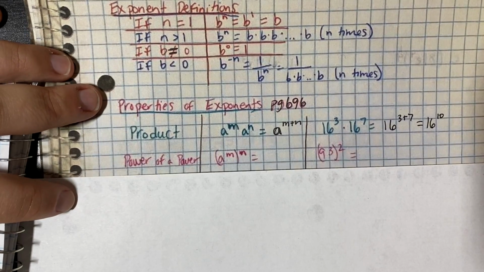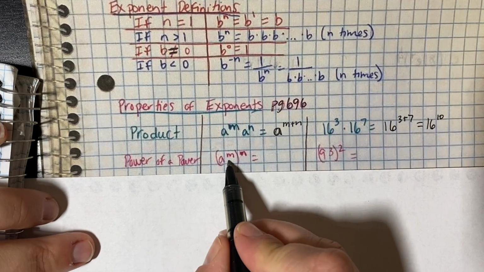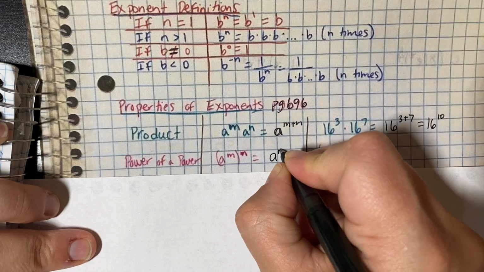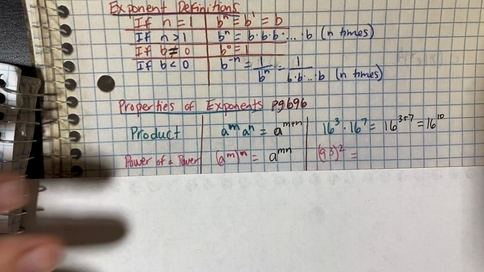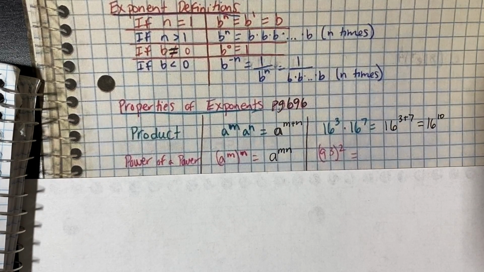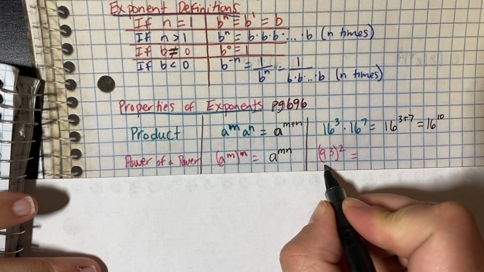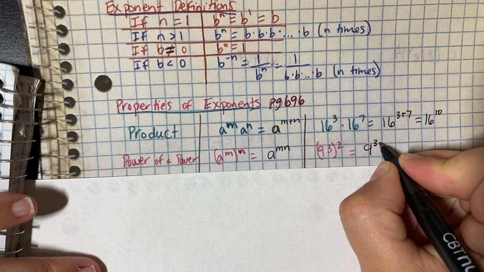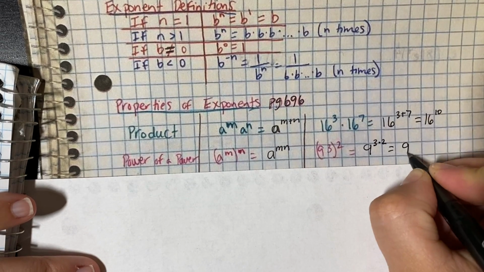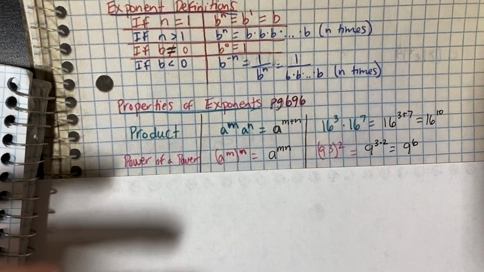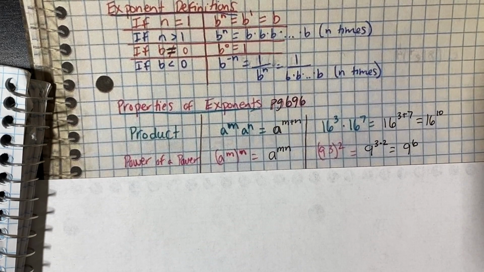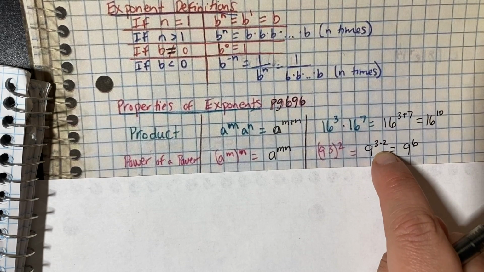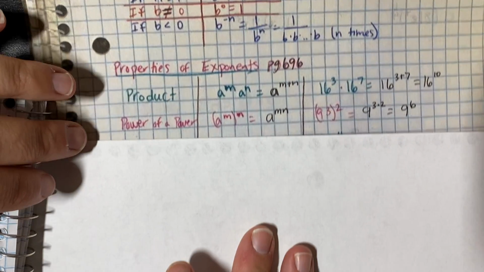Okay, power of a power, that means you have a power to another power. When you have that, it is the same as multiplying. So a to the m times n. So in our example here, we would have 9 to the 3 times 2, or 9 to the 6th. I'm showing you this step so you know how to do it. If you've got it, then you don't need to show that extra step.